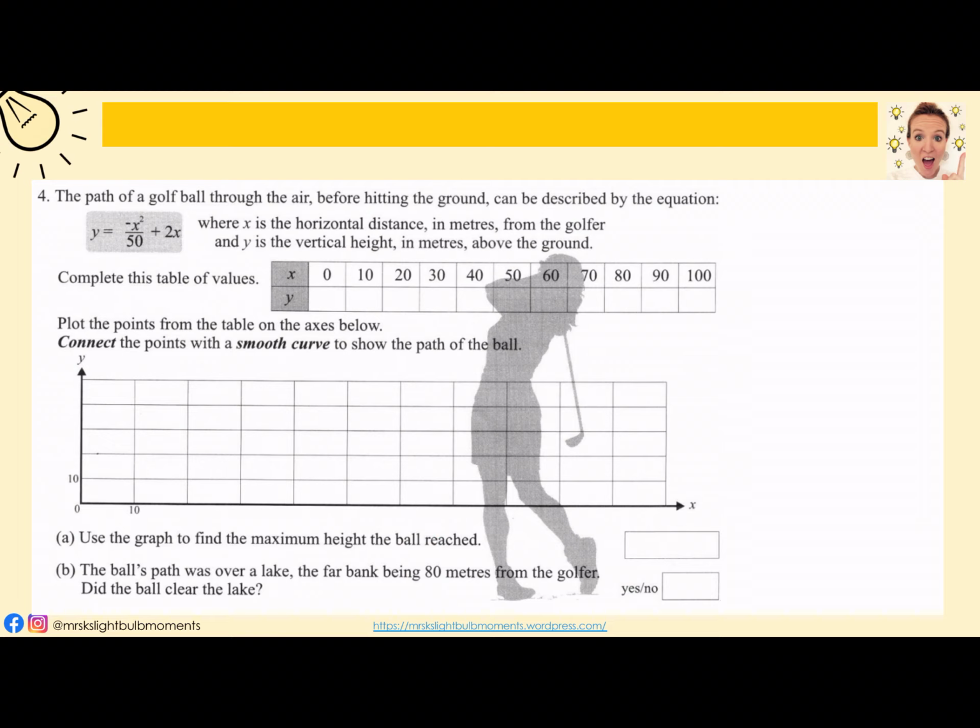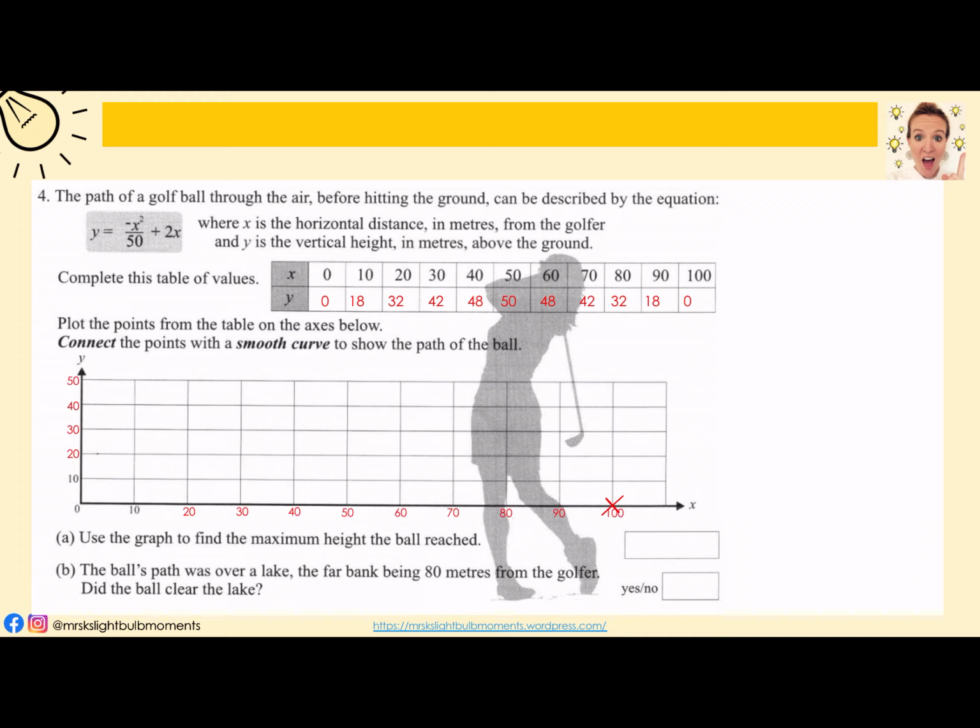Alright, should we have a look what we've got? So these are the values we should have in our table there: 0, 18, 32, 42, 48, 50, 48, 42, 32, 18, 0. Again, spot that symmetry in what we're expecting to happen. Now we need to plot them on our graph.